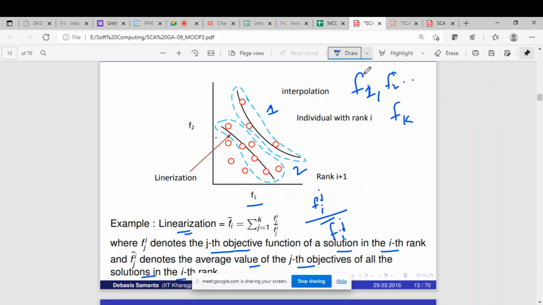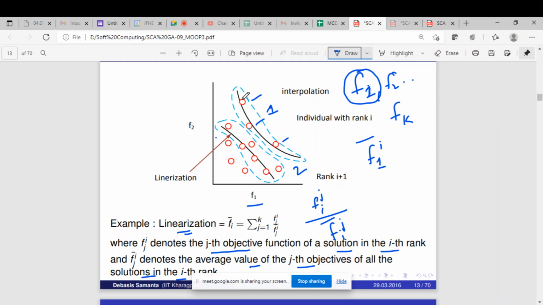So all objective functions you have to apply. If you take only one objective function, say f1 instead of fj, then f1 i bar denotes the average value of the first objective function for all the solutions in the ith rank. If it is the first rank, then for all the solutions in the first rank, it is the average of all these points. So that is how we perform linearization.